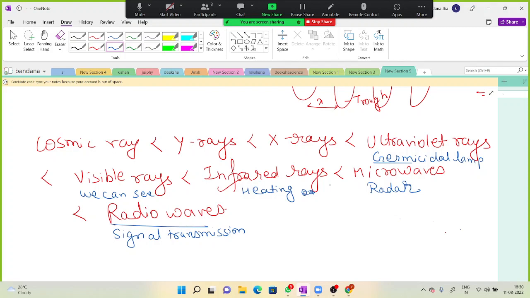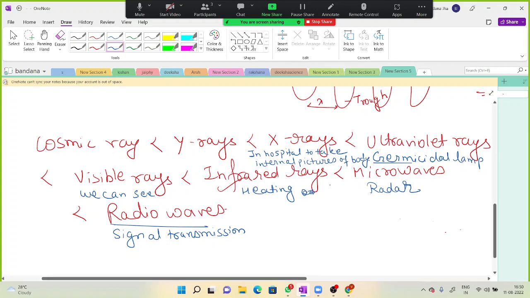Okay. X-rays. We all know that we are using X-rays to find out the internal part of our body, that is our bones, right? So it is used in hospitals to take internal pictures of the body. Okay? Now gamma rays.